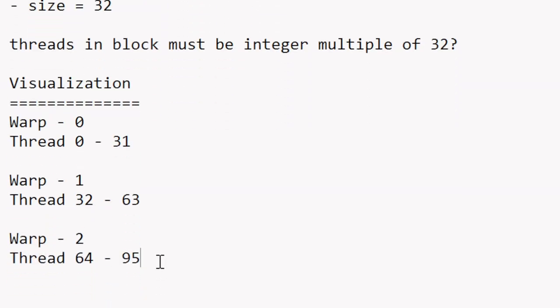But if the number of threads is not 96, let's say 98, then it will need another warp, warp 3, with threads 96 to, let's say, 98. So the capacity of this warp will not be totally utilized. The computation is wasted in this case.